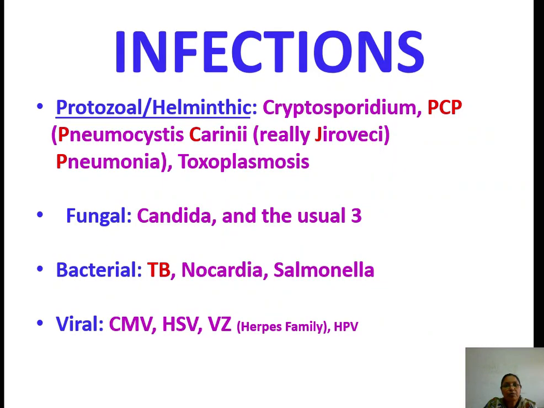So the most important infections in the HIV patient are protozoal or helminthic infections like Cryptosporidium, Pneumocystis carinii or Pneumocystis jirovecii infection, and toxoplasma. Then fungal infections like Candida, coccidioidomycosis, histoplasmosis, etc. Bacterial like TB, nocardia, salmonella, and viral like CMV, herpes simplex, etc.